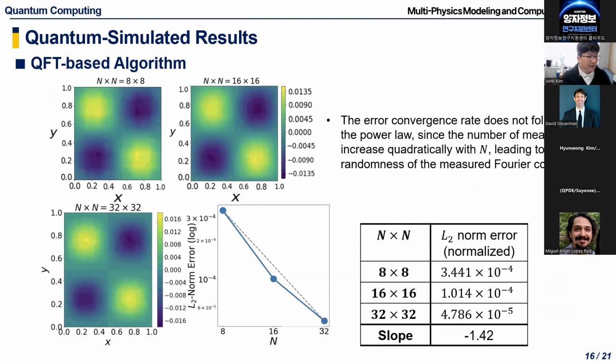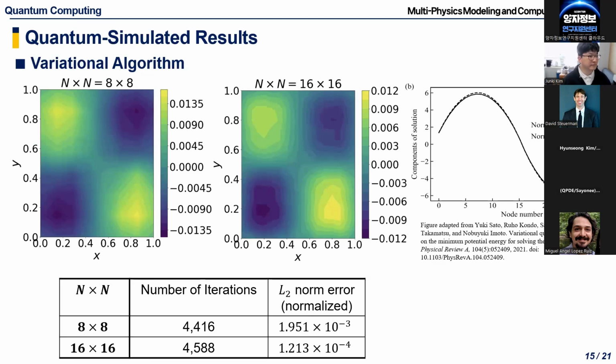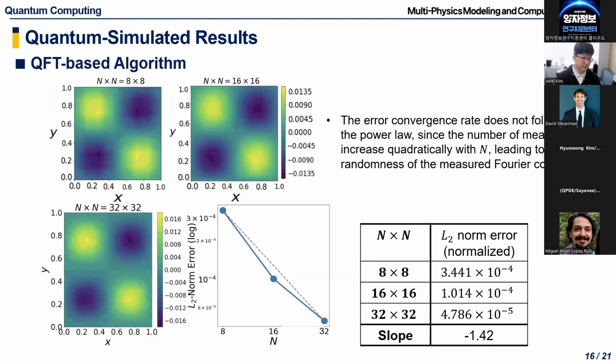But the QFT one was lower. For n equals 8, it went down to the range of 10 to the minus 4. And for n equals 16, it was a little bit lower than the variational one. The variational one was 1.2, and the QFT-based one was 1.0. And for 32 by 32, we didn't have enough time to make it to convergence for the variational one. The QFT-based algorithm made it to the range of 10 to the minus 5. So basically, we can conclude that the QFT-based one is more accurate than the variational one.